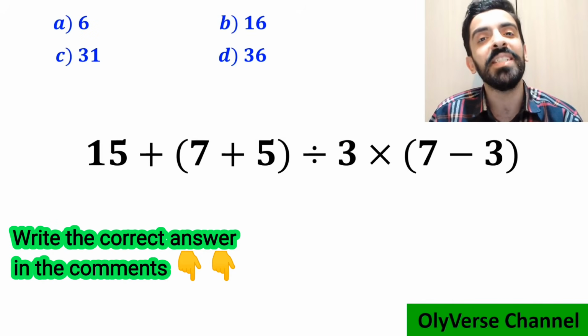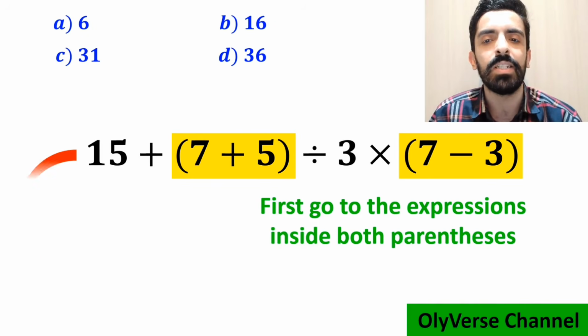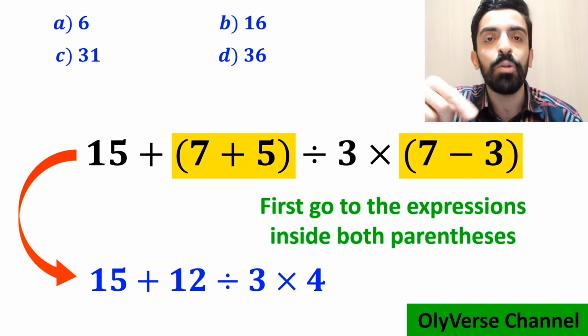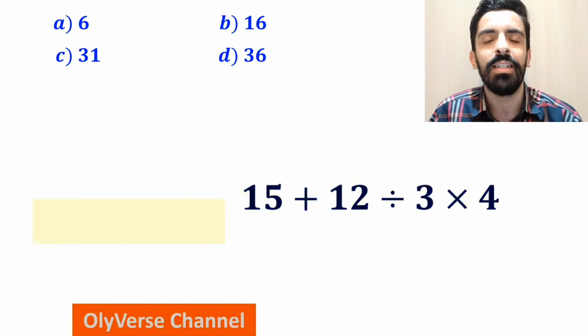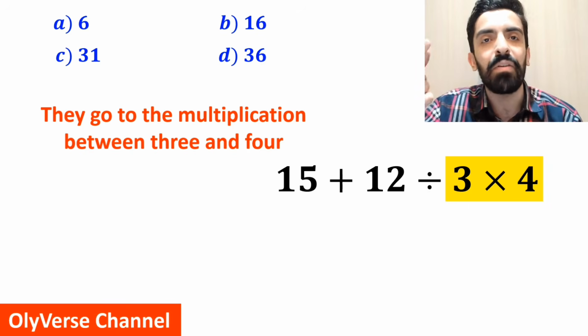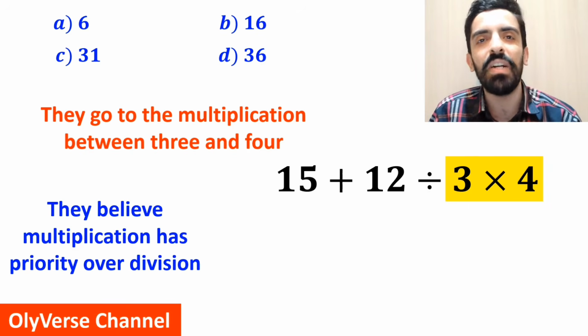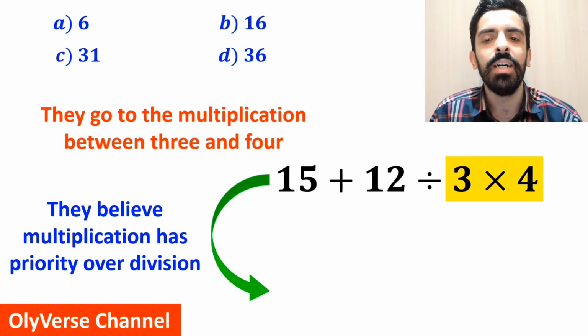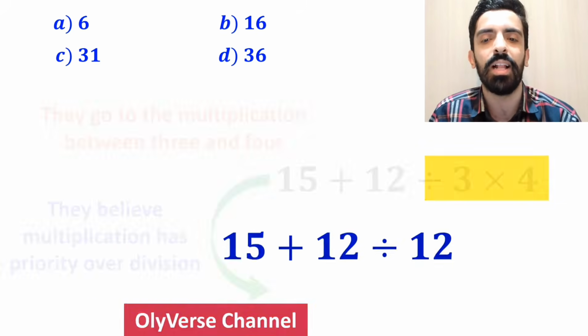Also, some other people when solving this question first go to the expressions inside both parentheses and simplify to 15 + 12 ÷ 3 × 4. And the next step, they go to the multiplication between 3 and 4 because they believe multiplication has priority over division. So, they simplify this expression to 15 + 12 ÷ 12.